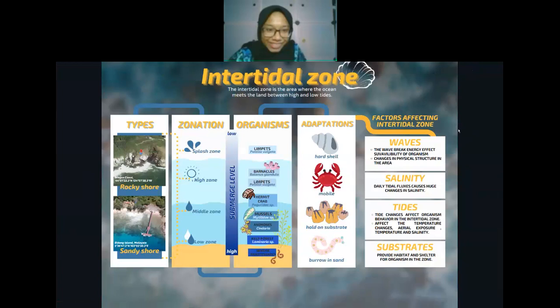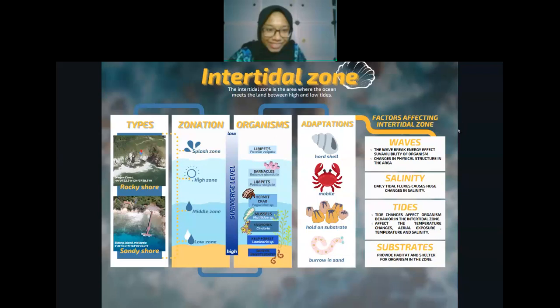The rocky shore and sandy shore have been covered by other groups already, so we are going to go through a summary of both of these types. First of all, as you can see, both rocky shore and sandy shore have four types of zonation, which are splash zone, high zone, middle zone, and low zone.